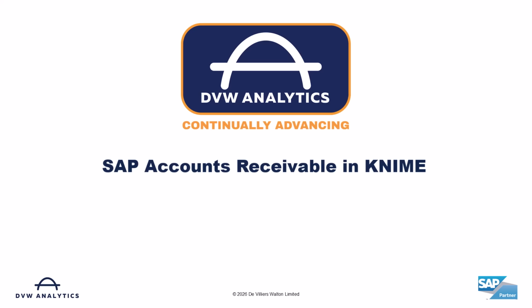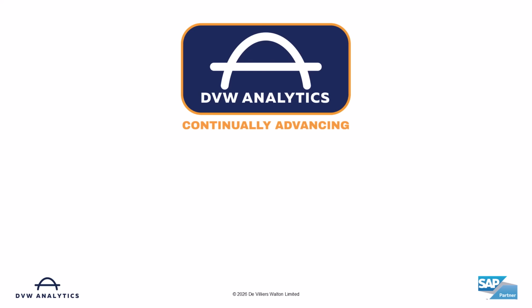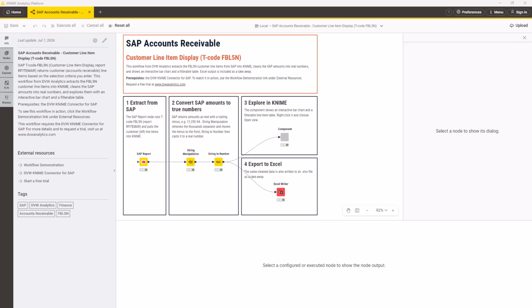If you work with SAP receivables data and use KNIME, here's how to pull your customer line items straight into a workflow, clean them up, and explore them without exporting files or waiting on a separate SAP team. Let me show you how. Here's the whole thing on one screen.